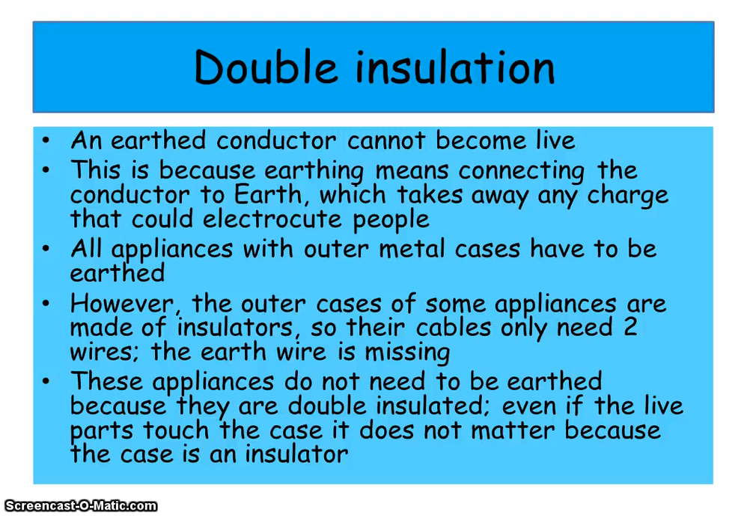Double insulation is something that comes up more often now. An earth conductor cannot become live, and this is because earthing means connecting the conductor to earth, which takes away any extra charge. All appliances with outer metal cases have to be earthed. However, the outer cases of some appliances are made of insulators, so the cables only need 2 wires because the earth wire is missing. These appliances do not need to be earthed because they are double insulated, so even if the live parts touch the case, it doesn't matter because the case is an insulator. So please remember, a double insulator has not got an earth wire.